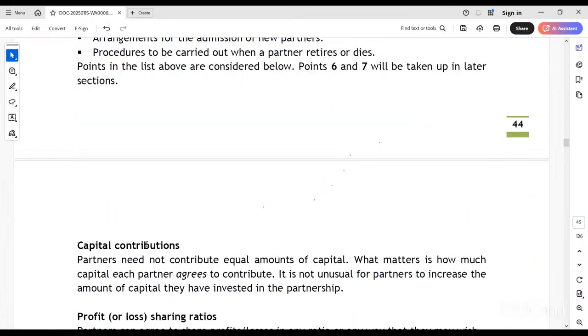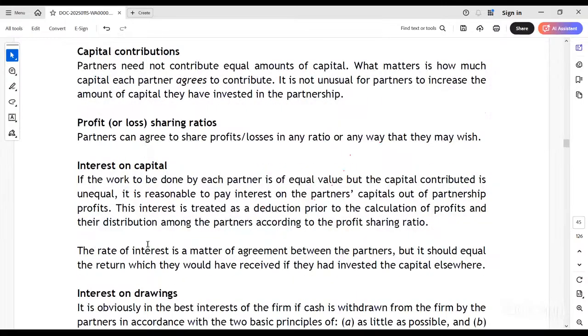Then from there, we need to now talk about capital contribution. Now, due to the fact that we have agreed to come together as partners, we need to know how much we are going to contribute to capital.